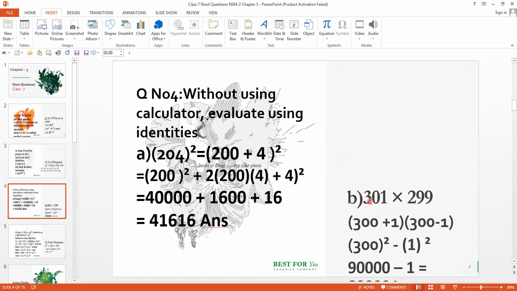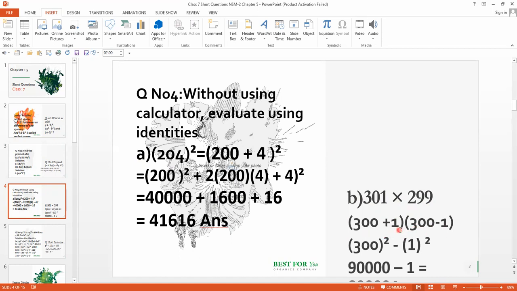They have given us 301 multiplied by 299. We don't just use a calculator and multiply. We have to use the identity. So please tell me, 301 is nearest to which 100? 300. Very good. And similarly, 299 is nearest to what? 200 or 300? 300. So first I have to write 300. And which number do I have to add to make it equal to 301?